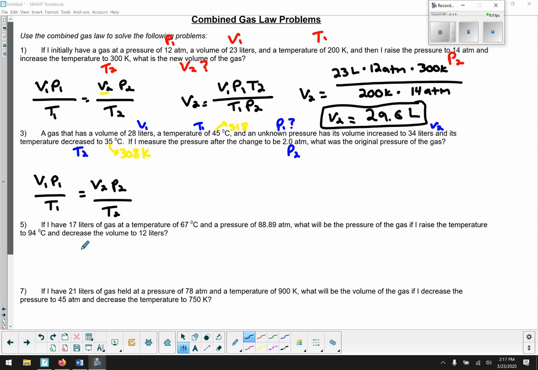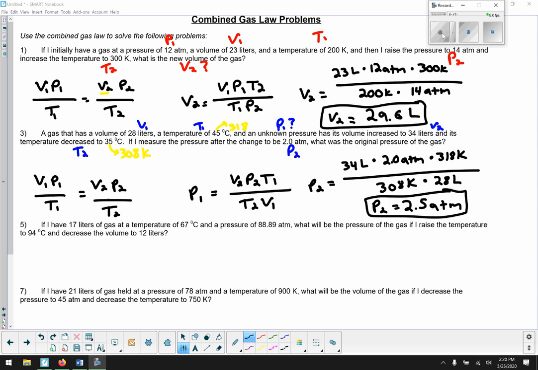V1 P1 over T1 equals V2 P2 over T2, and we are looking for P1. To rearrange, you can do the kind of cross multiplying thing here, V1 down to here, and T1 up to here. So in other words, divide both sides by V1 and multiply both sides by T1. So I'll do the rearrangement and plug the numbers in and come back.